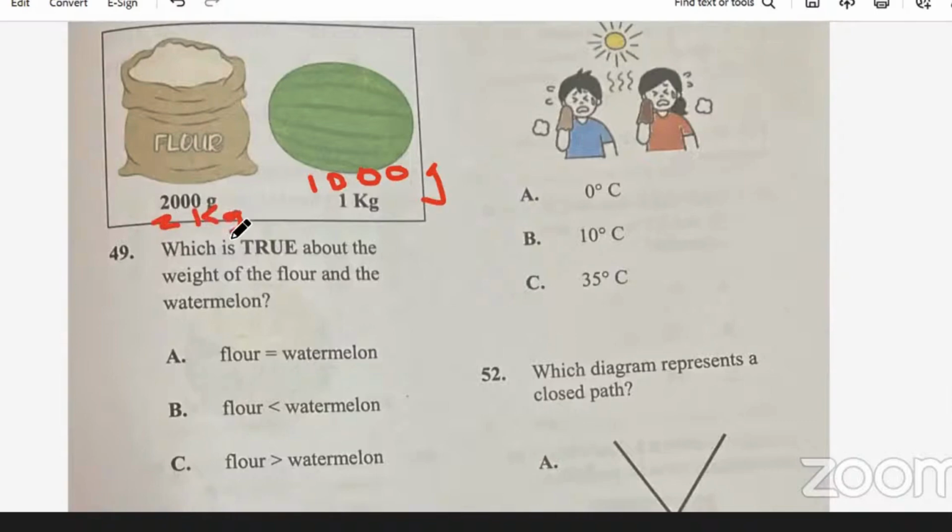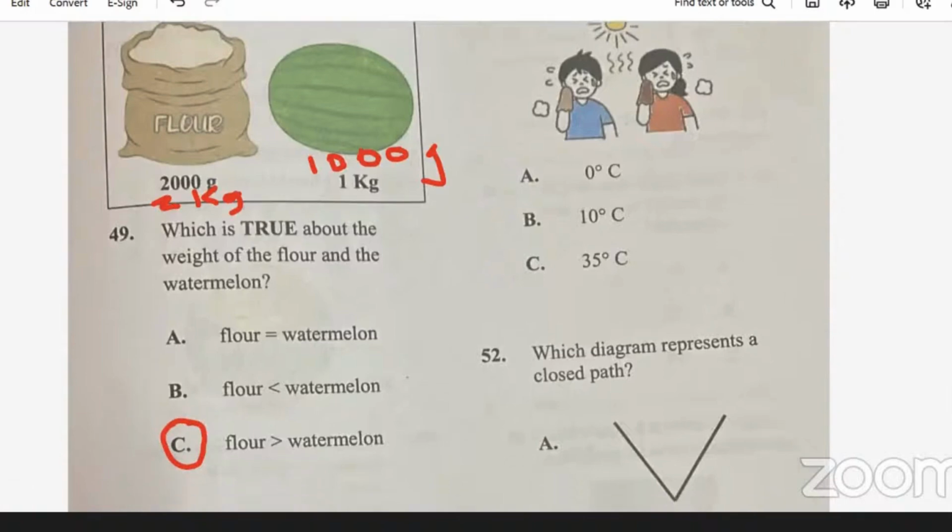So which is true about the weight? Is the flour equal to the watermelon? No, right? Is the flour less than the watermelon? No. Is the flour greater than? Yes, it is, because it has 2 kg, whereas the watermelon is 1 kg, or it has 2,000 grams, whereas the watermelon has 1,000 grams. So the flour is greater than the watermelon.